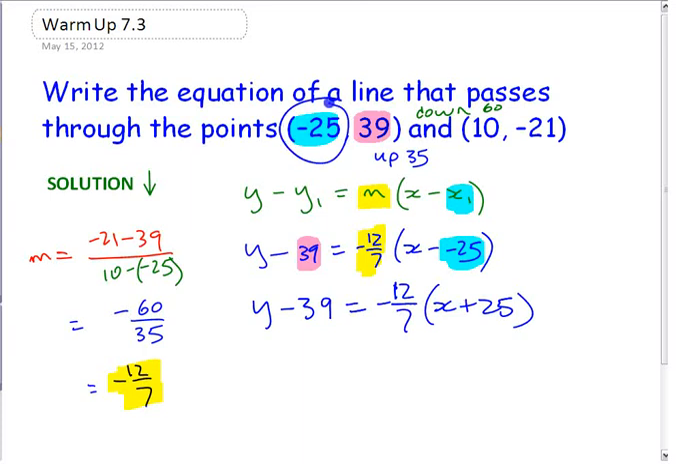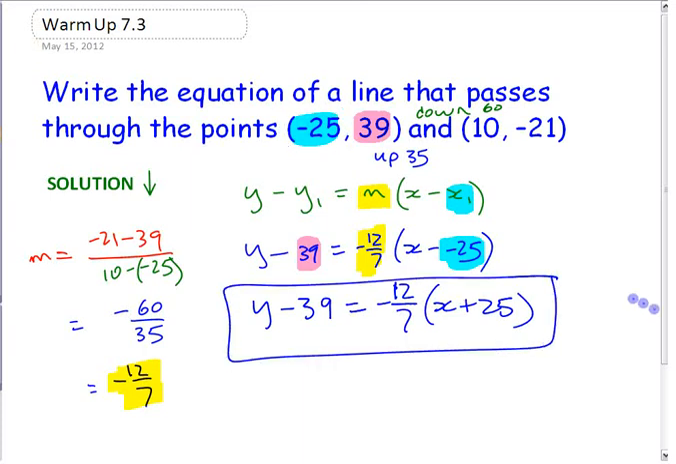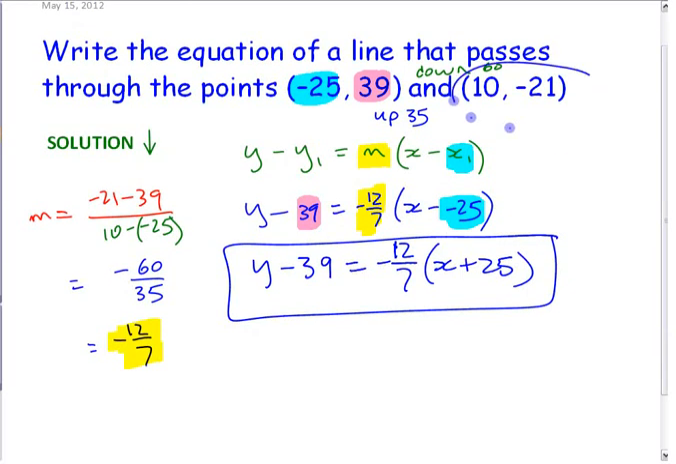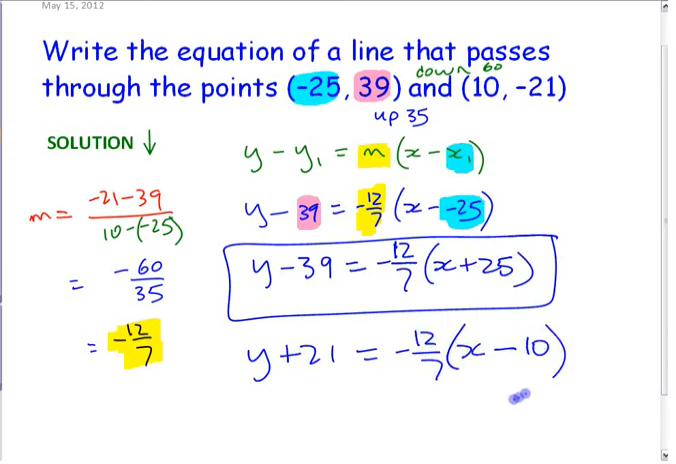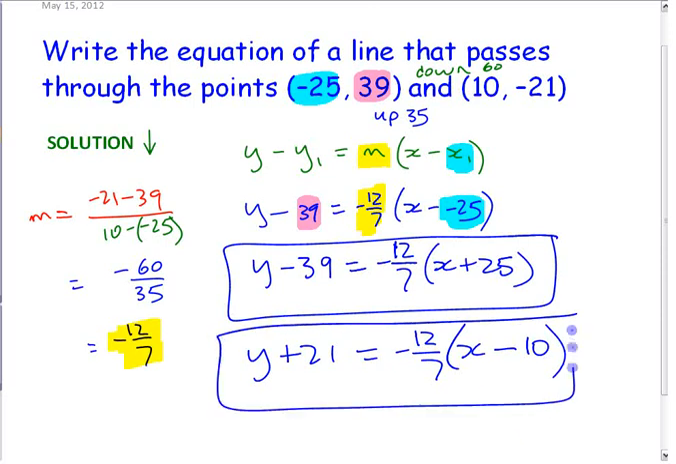If the thing is negative, it's going to be plus in that point-slope formula. You could use that one, or you can use the other point, because you can use either point. That's going to be y plus 21 equals negative 12/7 times x minus 10. That's another right answer. Both of those are right answers. If you were to take those and change them to slope-intercept form, you'd get the same thing. Okay, either one of those is fine.